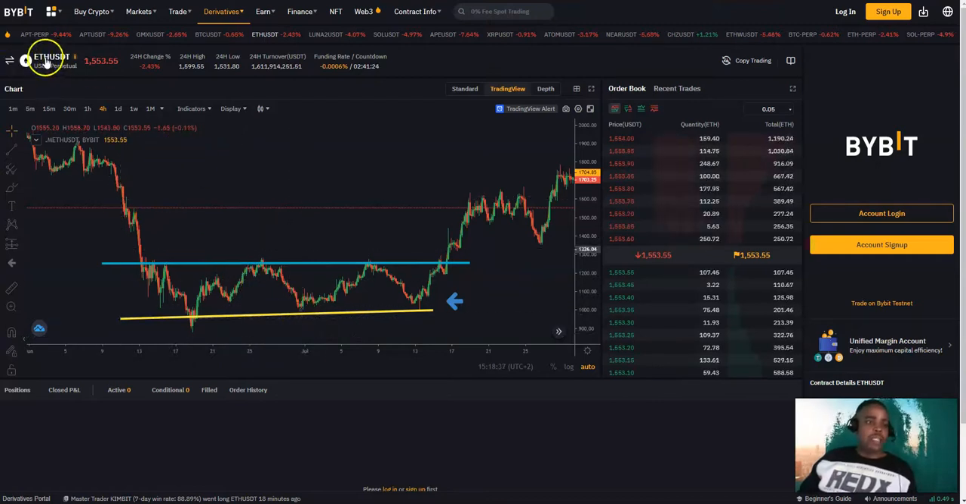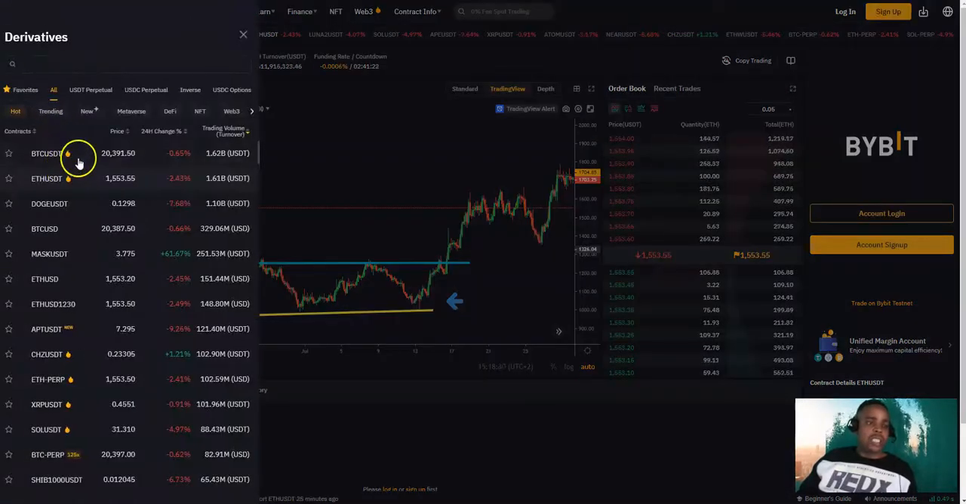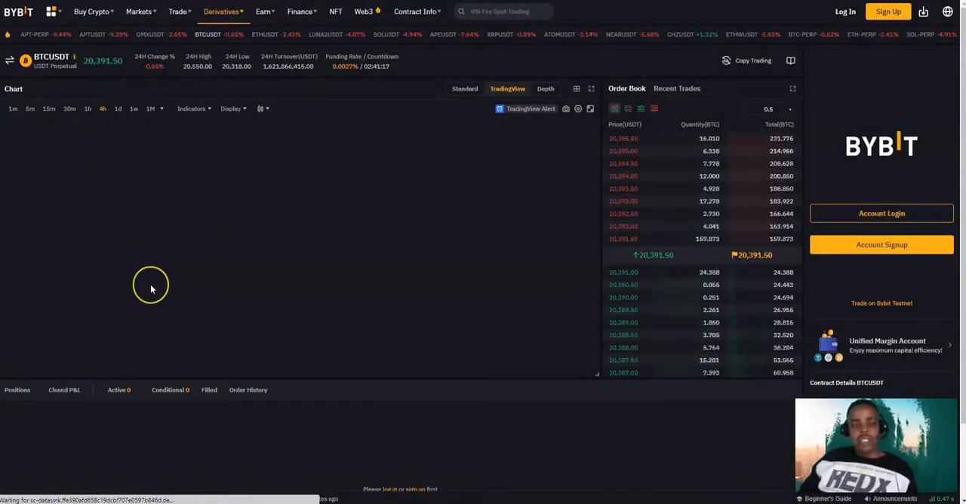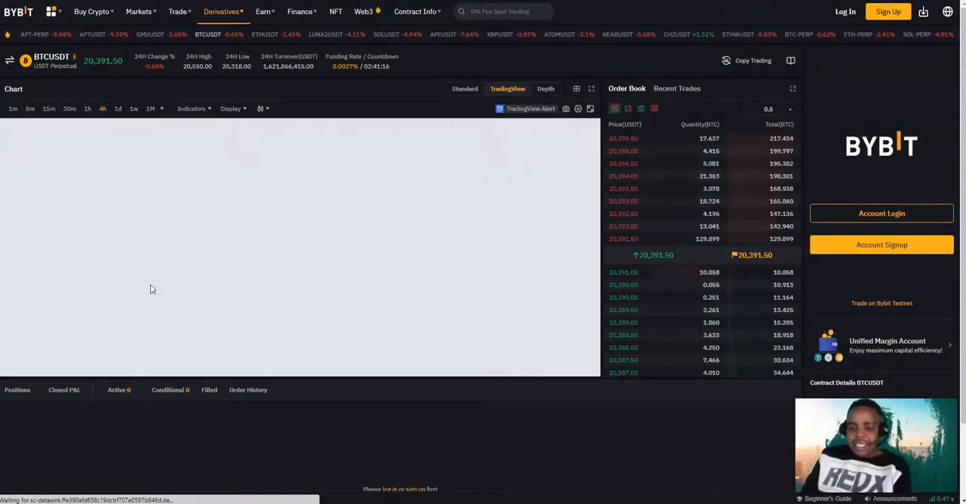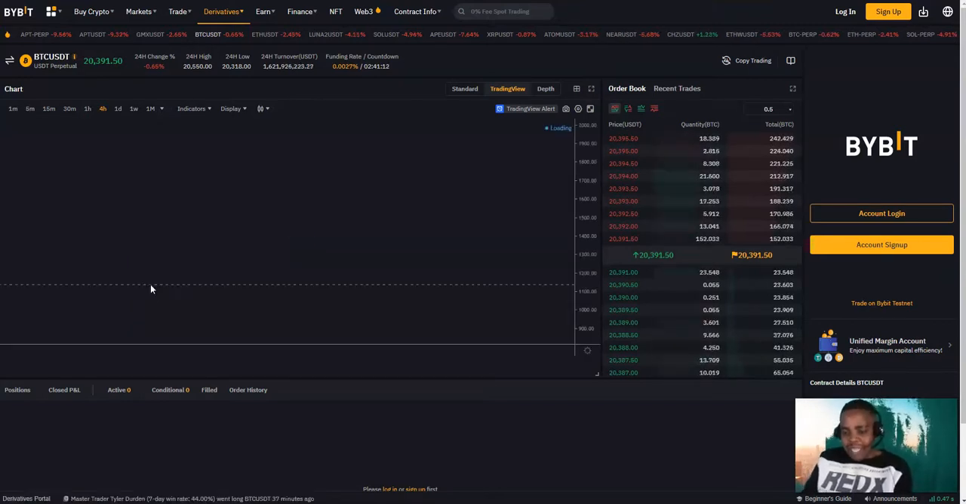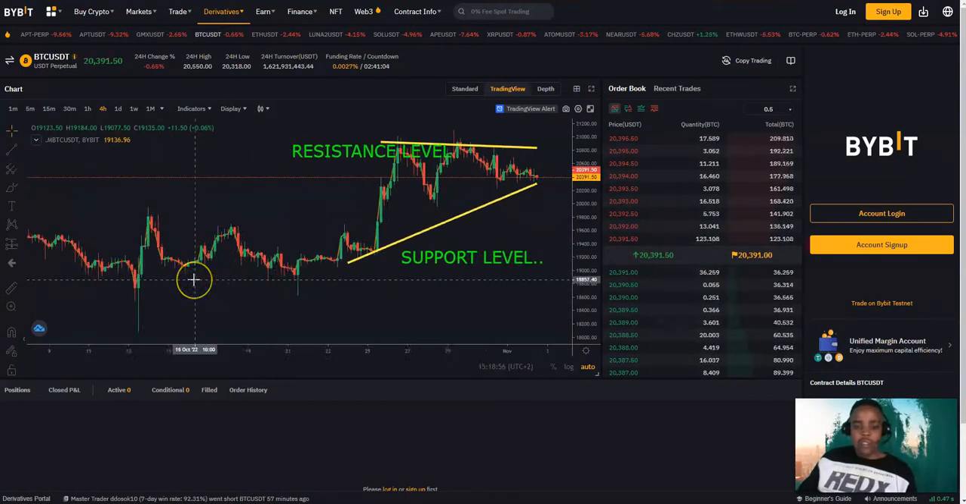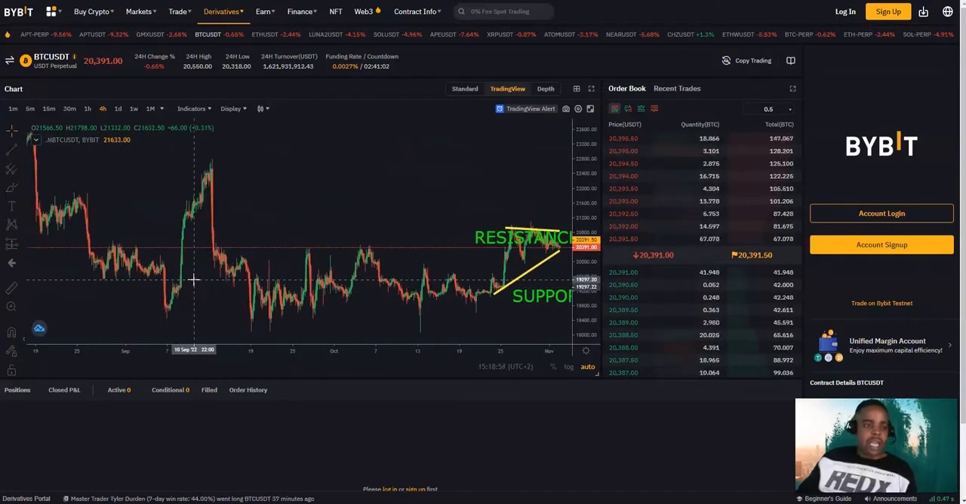This is a double bottom, but let me just look at the double top first. This I found on the BTC chart versus USDT. Now remember, these techniques are also applicable to your Forex, crypto, and your stock market if you are trading the stock market, as long as you are using candlesticks.